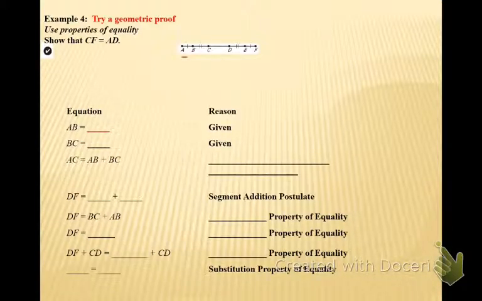Our diagram tells us that AB and EF are congruent, so that tells us that the length of AB is equal to the length of EF, and that's because it was given to us. So this guy is EF. Okay, our diagram also tells us that segment BC and segment DE are congruent, and so therefore the length of segment BC is the same as the length of segment DE. Okay, those are two given pieces of information.